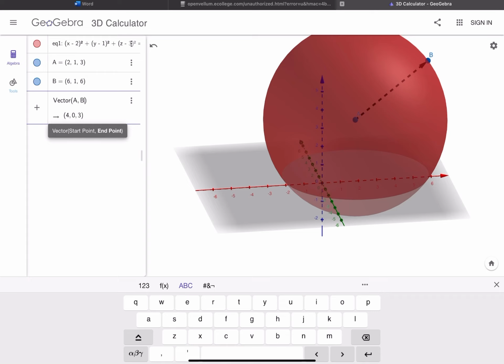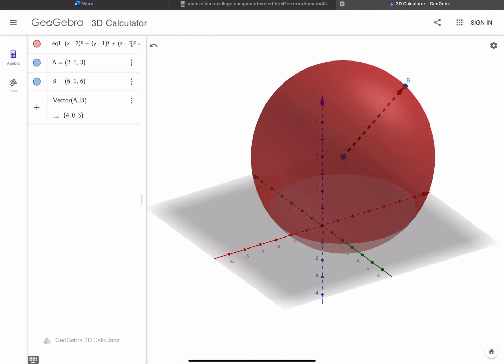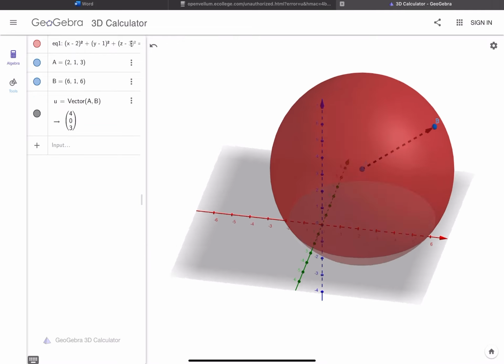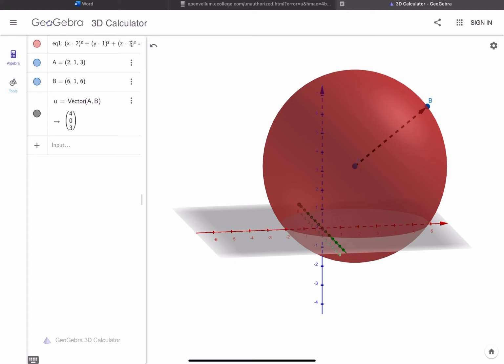All right, so that's a handy shortcut. Once we have the points A and B, we can just do the vector between the 2 points. So we can see that from the center to the edge of the sphere. And again, the sphere is the shell, not the internal part. A ball is going to be the shell and everything beneath it.